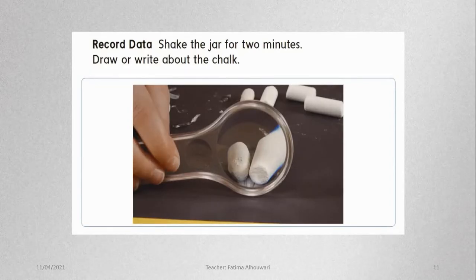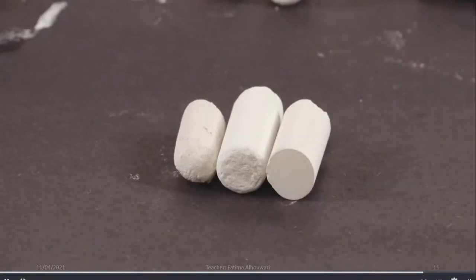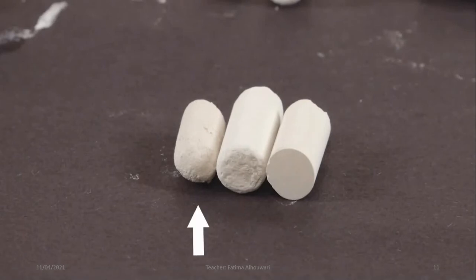Record your data. Draw or write about the chalk in your notebook. Look at the 3 pieces of chalk. Going from left to right on the screen, you see the chalk that was shaken with the water and pebbles, the chalk that was shaken with just pebbles, and a piece of chalk that was not shaken at all.